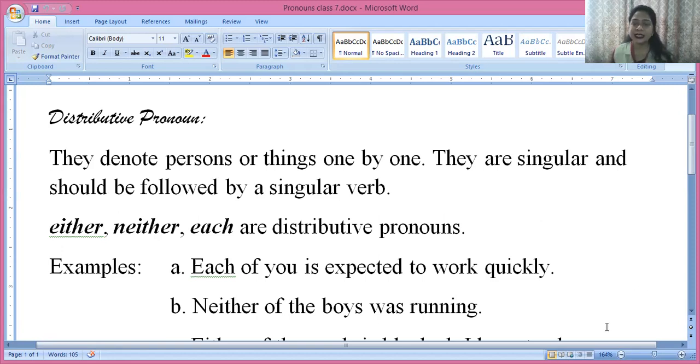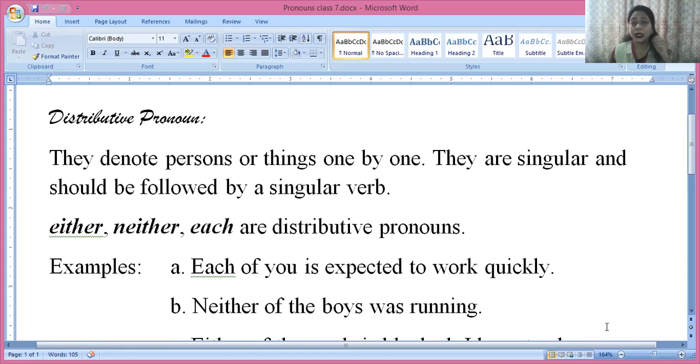Neither of the boys was running. When we have used neither, that means there are two boys only. There are two boys and neither of the boys was running. That means neither this boy was running, nor that boy was running. Both the boys were not running. So none of them was running. There are two boys, but by neither, we mean to say that not even one of them was running.